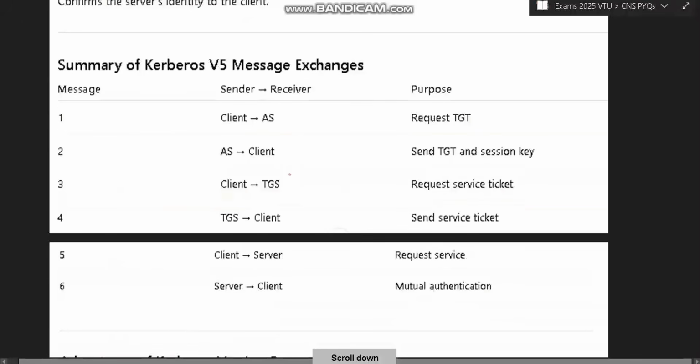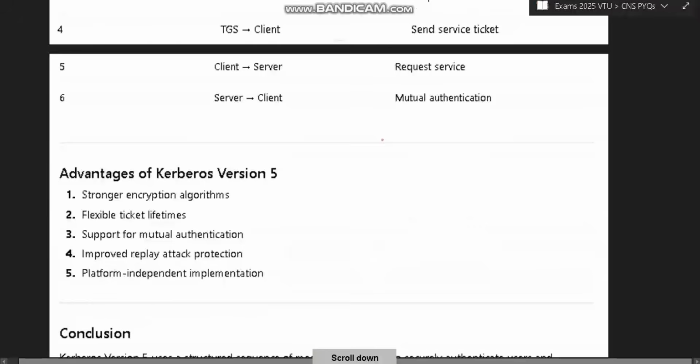So here six types of messages are there: client to AS, AS to client, client to TGS, TGS to client, client to server, and server to client. The purpose is also given here, you can go through it.